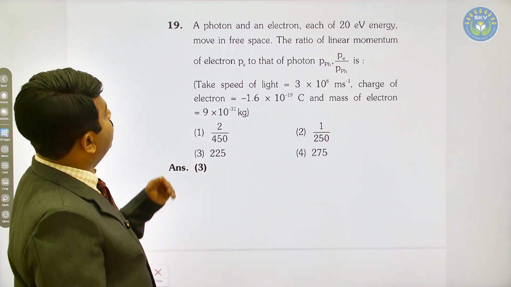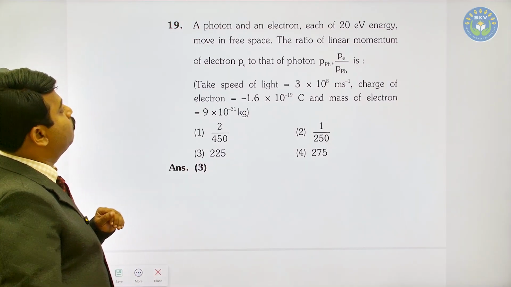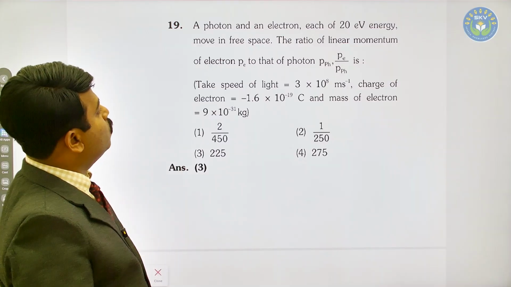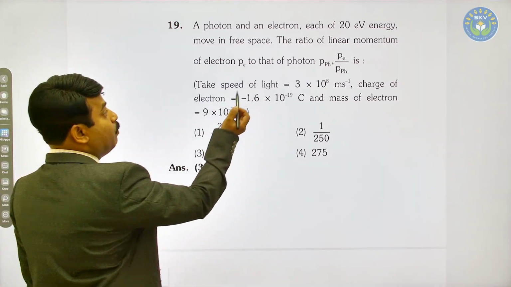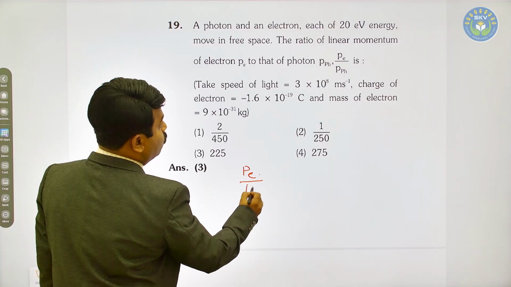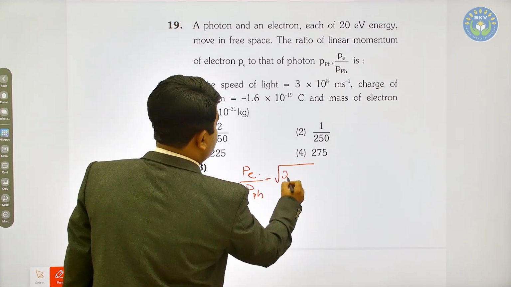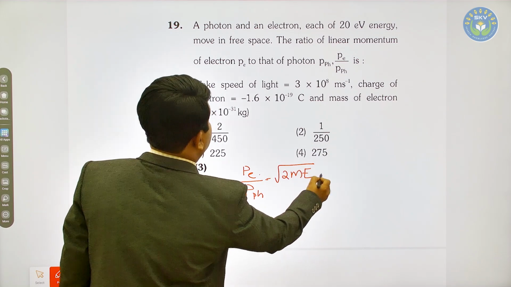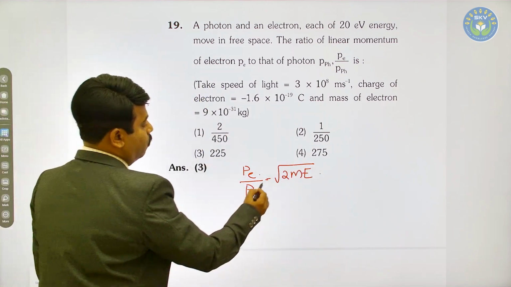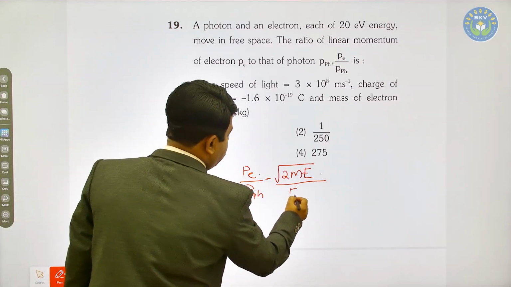Question number 19. A photon and an electron, each of 20 electron volt energy, move in free space. Find the ratio of linear momentum of electron to photon. Momentum of any particle is root 2mE, because the energy is the same, they given both are 20 electron volt, but photon momentum is E by c only.